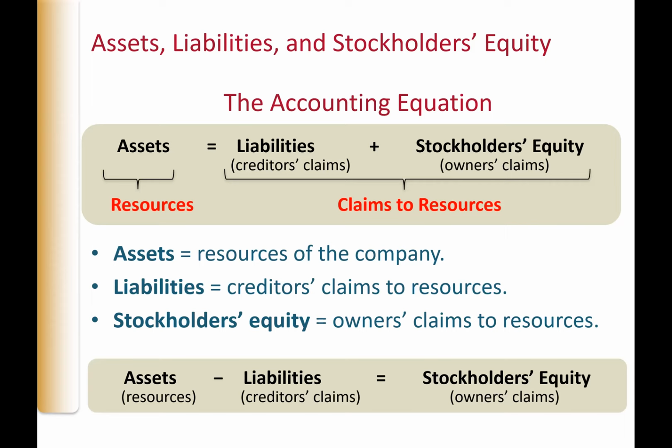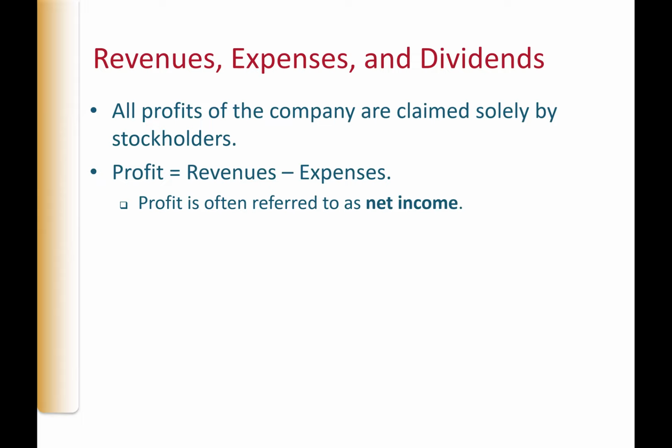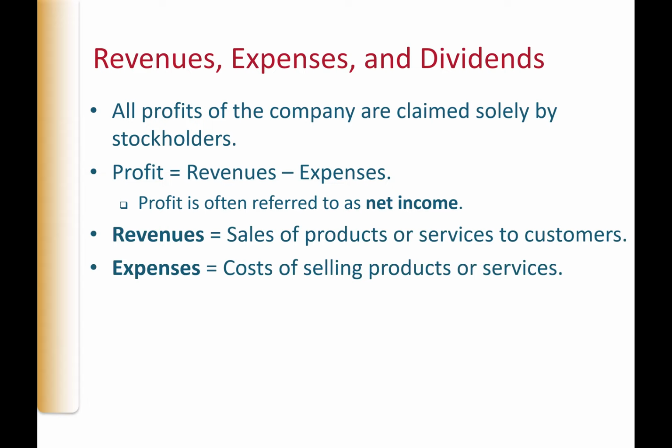Okay. Now, the accounting equation consists of assets, liabilities, and stockholders' equity. We've got a couple other items we're going to talk about today. Revenues, expenses, and dividends. Revenues are the sale of products or services to the customers.